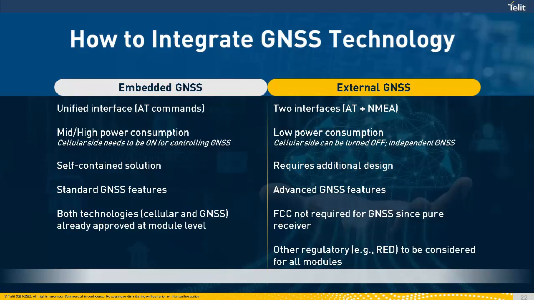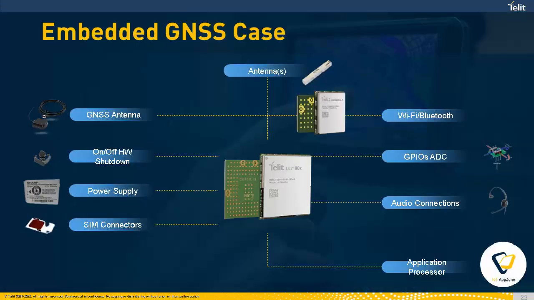Also, for US customers, FCC is not required for GNSS modules since they are pure receivers. However, other regulations may apply to different regions, and so should be considered also for these modules.